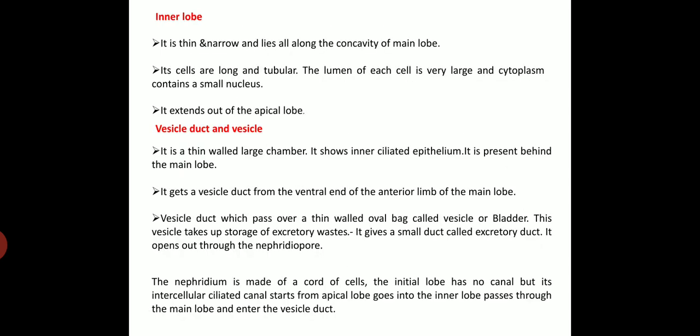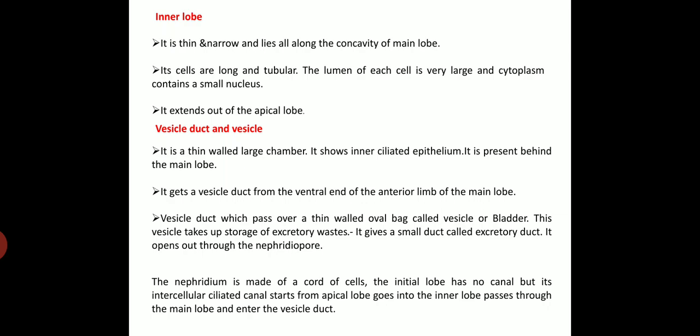Inner lobe. It is thin and narrow and lies all along the concavity of the main lobe. Its cells are long and tubular. The lumen of each cell is very large and the cytoplasm contains a small nucleus. It extends out of the apical lobe.